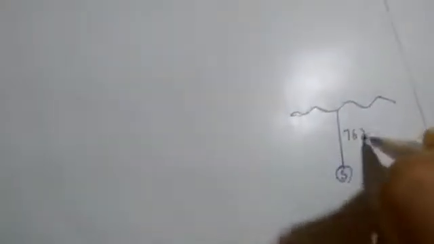So let's start it. The first question is, a shark is 762 meter below the sea level. I am drawing the diagram, you can see. Let us say this is the sea level and the shark is 762 meter below the sea level. Let us say this is the shark and it is 762 meter below the sea level.